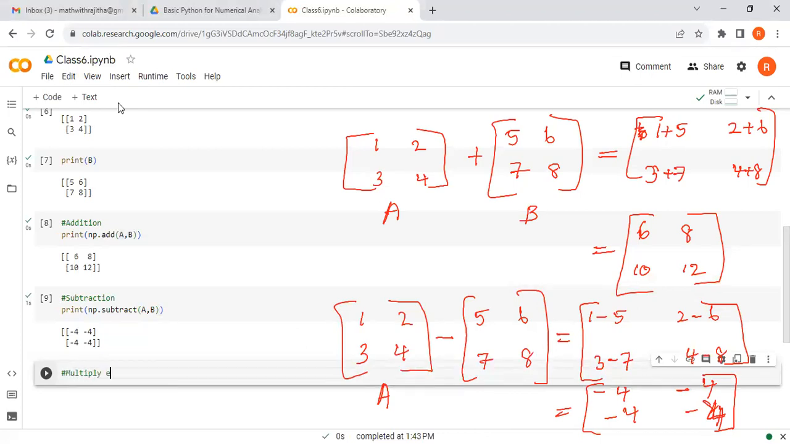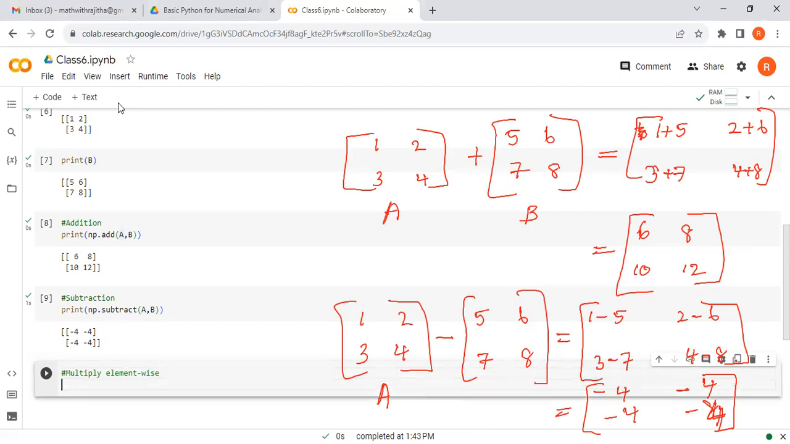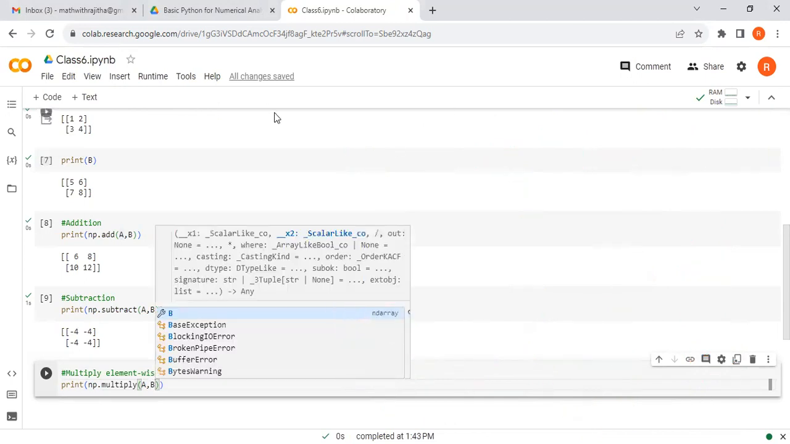Multiply element wise. Print np dot multiply a, b. What's the A matrix? The A matrix is 1, 2, 3, 4.